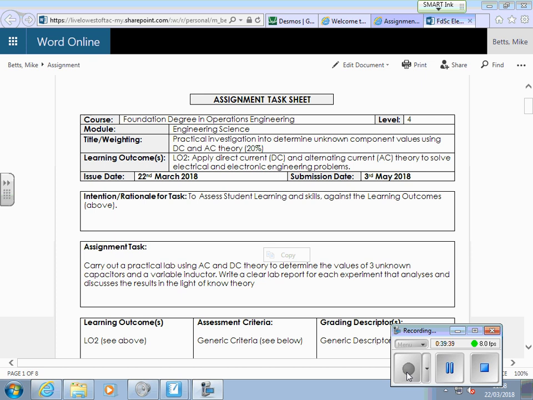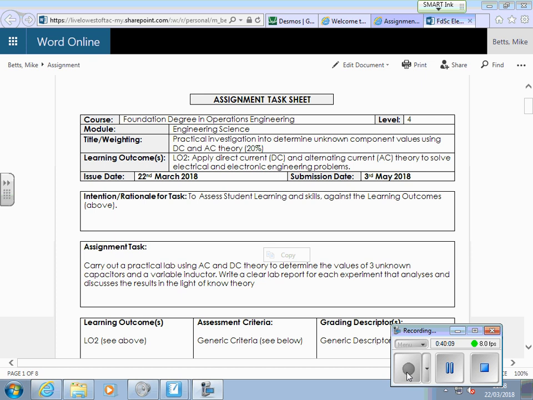You're going to be applying direct current and alternating current theory to solve engineering problems, and more specifically, practical investigation to determine unknown component values using DC and AC theory. It's worth 20% of the overall mark for the module. So each assignment is worth 20, and each exam is worth 30.